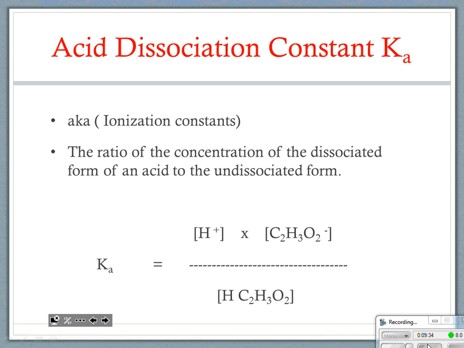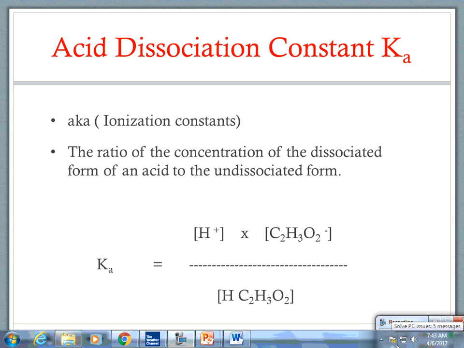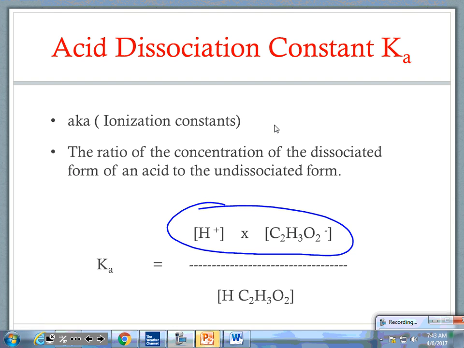I told you we were going to do some dissociation constants today. So let's get this down in our notes first of all. When we're talking about the acid dissociation constant, the K sub A, that's how you're going to see it, that's also known as an ionization constant. What Ka is, it's the ratio of the concentration of the dissociated form of the acid to the undissociated form. So on top, those are the dissociated forms, and the brackets mean the concentration.